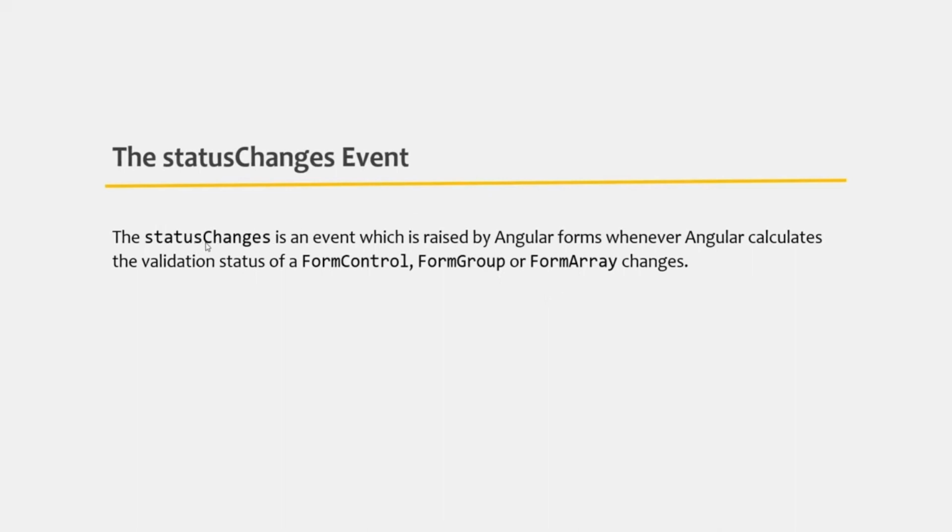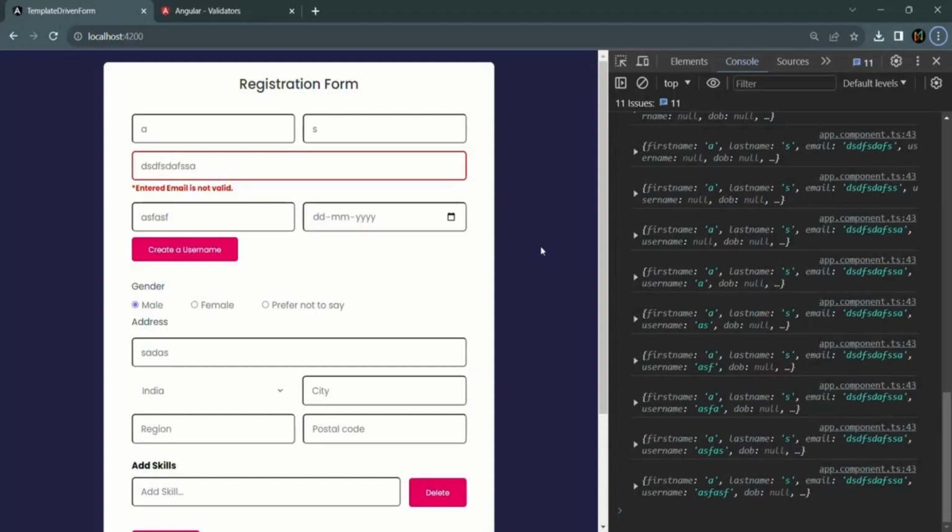The status changes is an event which is raised by Angular Forms whenever Angular calculates the validation status of a form control, form group or form array. Now, validation states can be valid, invalid or pending. And we can listen to this status changes event on a form control, form group or form array. Let's understand status changes event with an example. So let's say I want to listen for status changes event on this email form control.